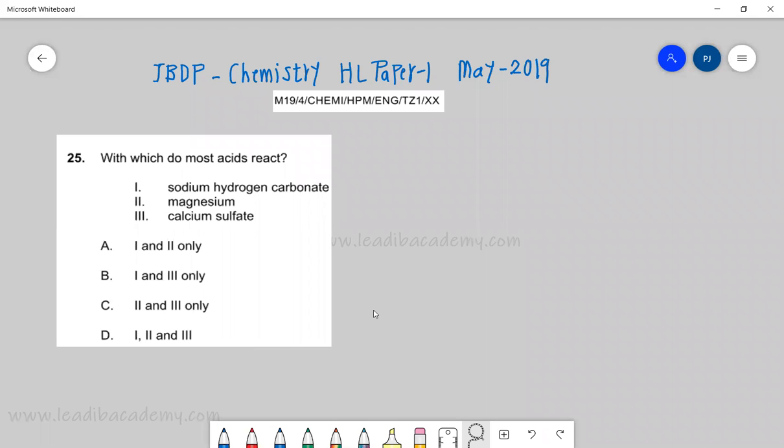Okay, let's look into question number 25. With which do most acids react? Simple properties of acids. So what are the properties? Sodium hydrogen carbonate, that is NaHCO3, plus acid, it has to give carbon dioxide. This is the property of acids. Hydrogen carbonate with the acid will produce CO2.